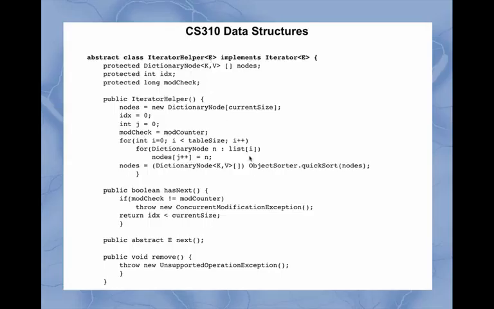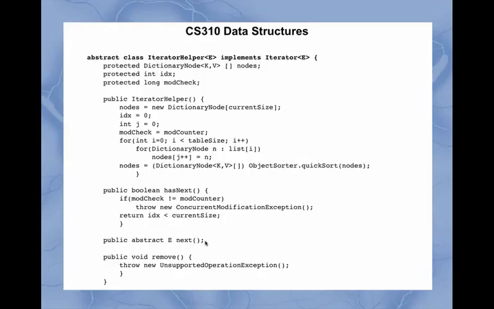Just as an aside, it seems to me that using a simple algorithm that's faster than n squared would be the appropriate thing here. So the has next and the remove, these are actually implemented here. That's why this class is abstract. We have one method that is not implemented and must be implemented in the iterators that extend it.